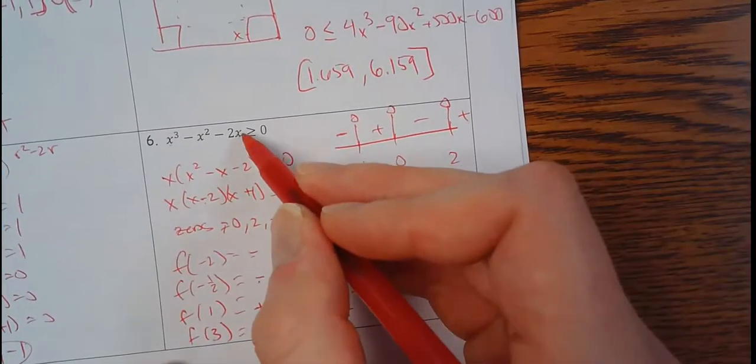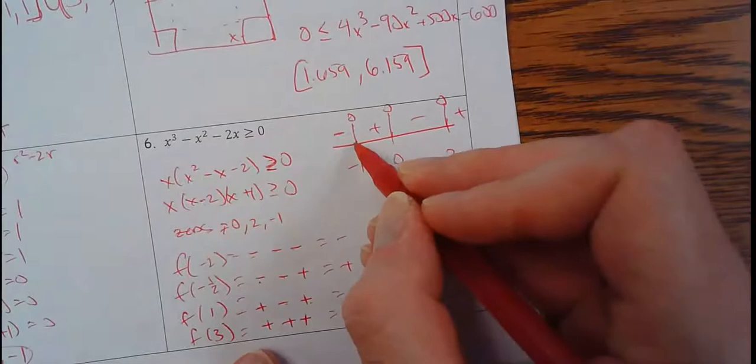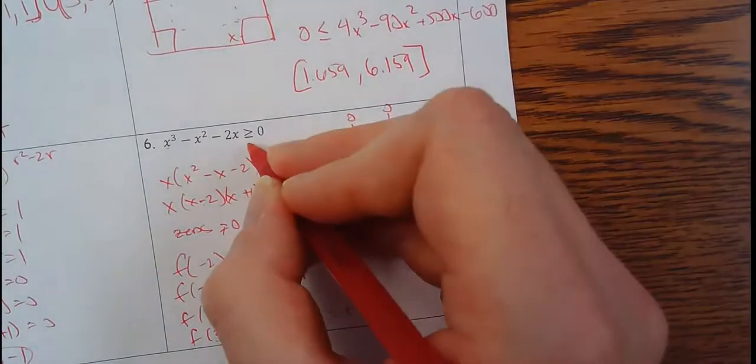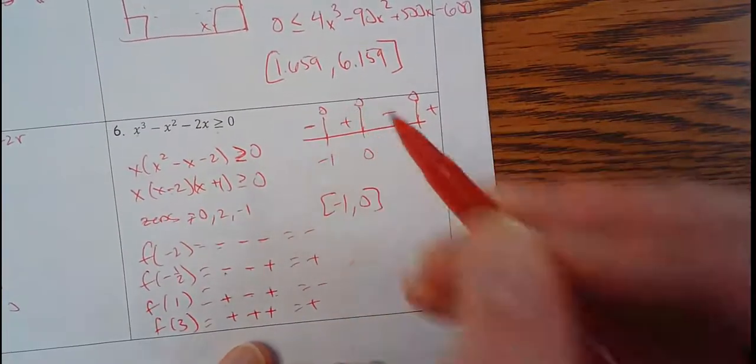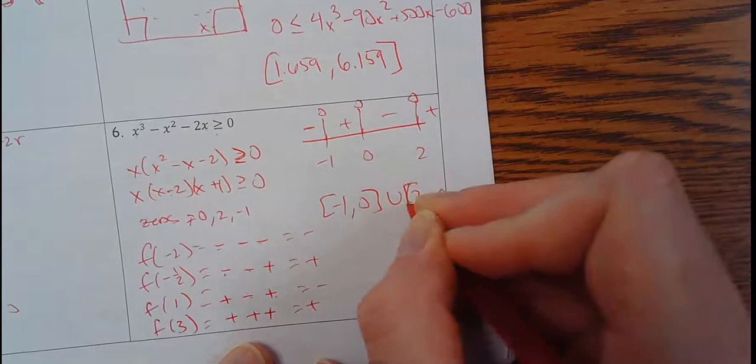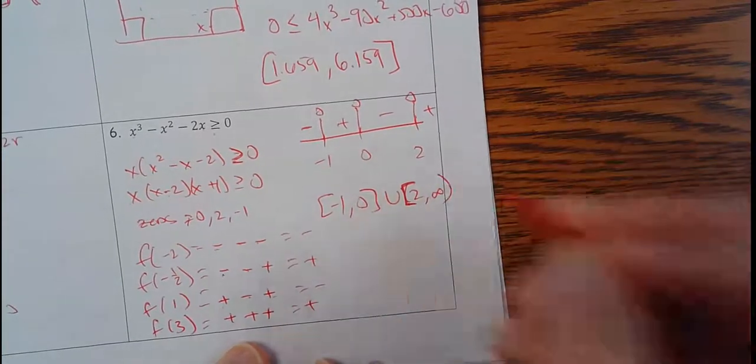So when is this greater than or equal to 0? Well, from -1 to 0, again, these are included because it's an equal to, and they are zeros. And then from 2 to infinity, sorry, 2 is included also, off to infinity.